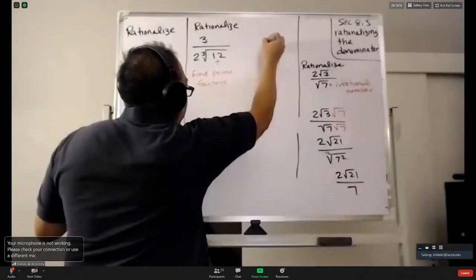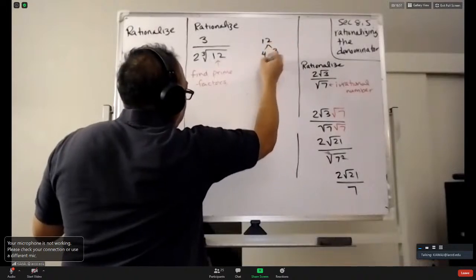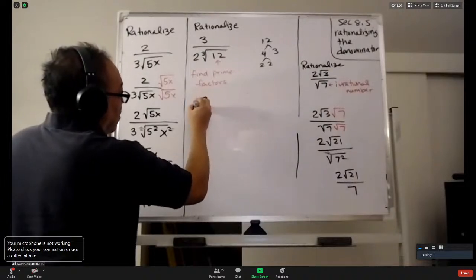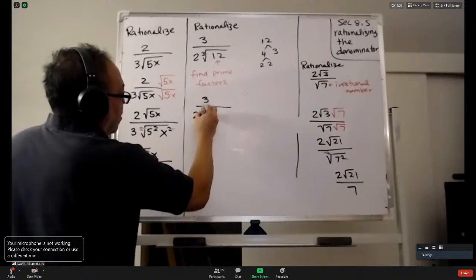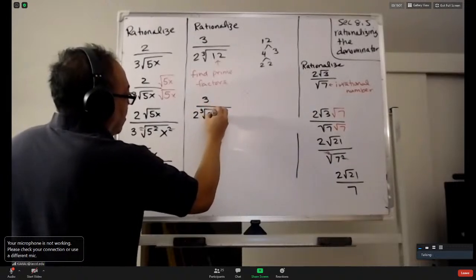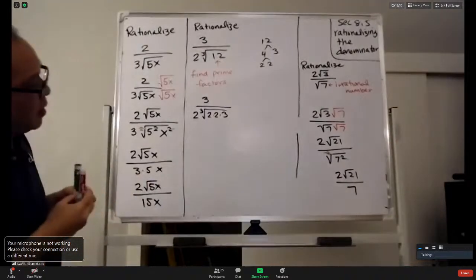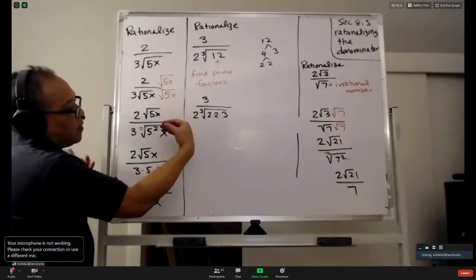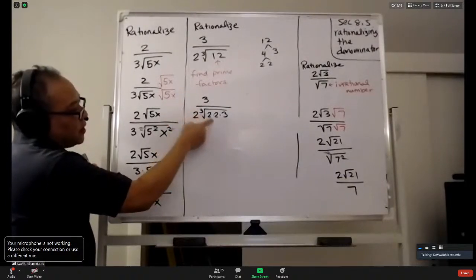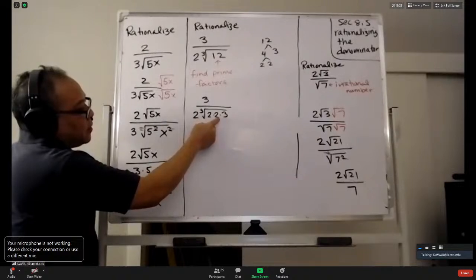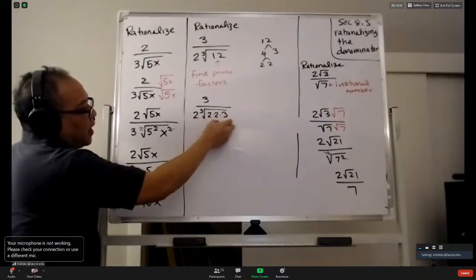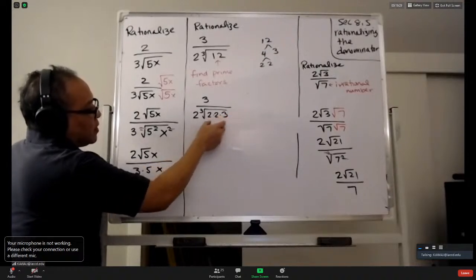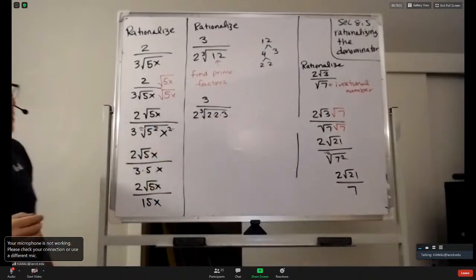So 12 is equal to 4 times 3 is equal to 2 times 2 times 3. Okay. Now, in order for me to get this 2 out of the radical, I need 3 of them. My index is 3. So I need to add an extra 2 because I need to have 3 2s. And I need to add 2 extra 3s. So I have 3 3s and 3 2s. So see if you can make that move.